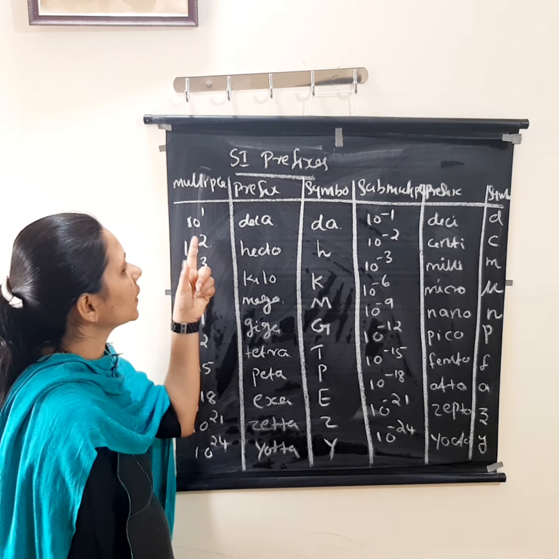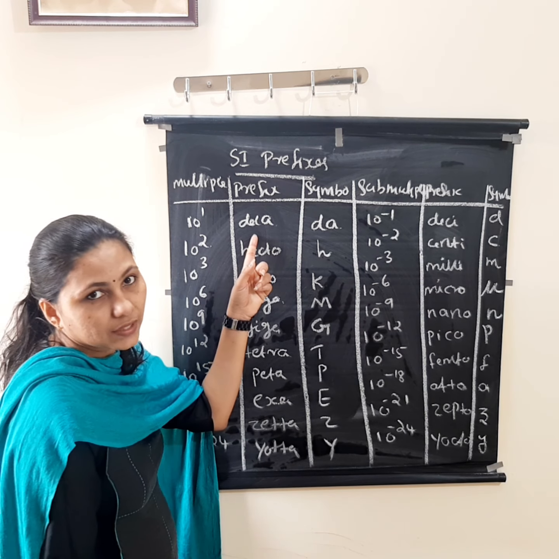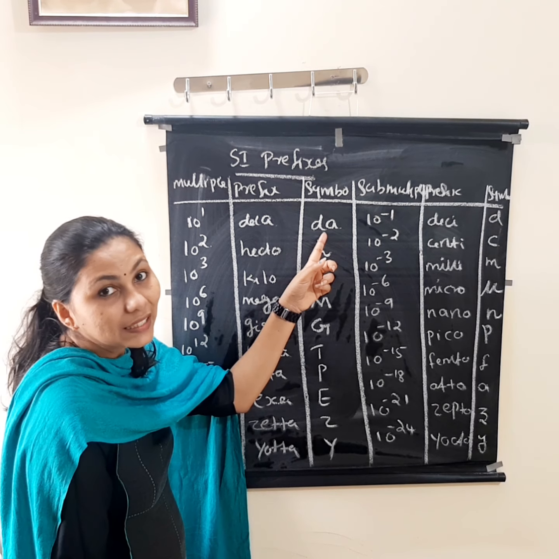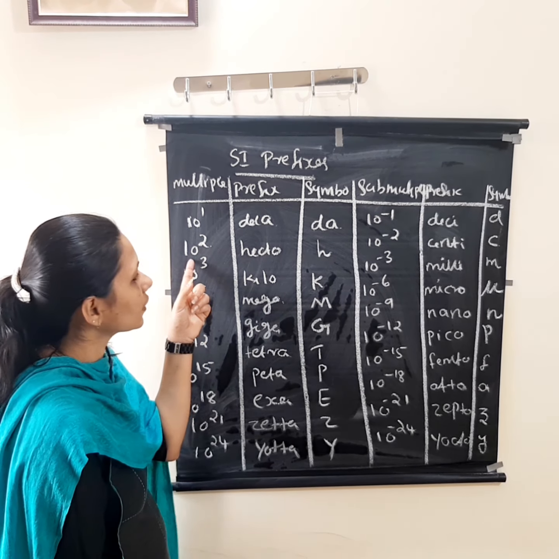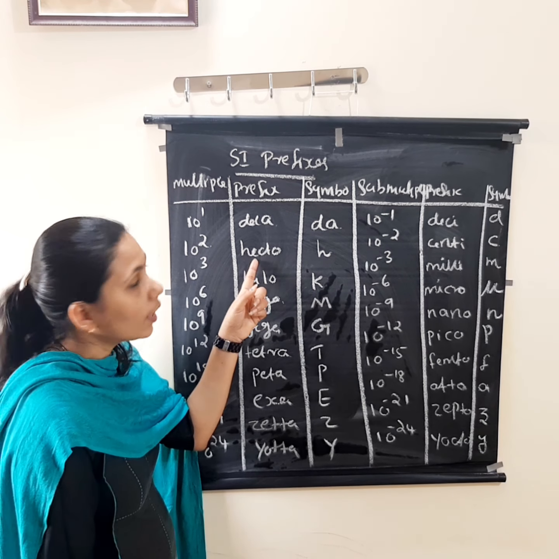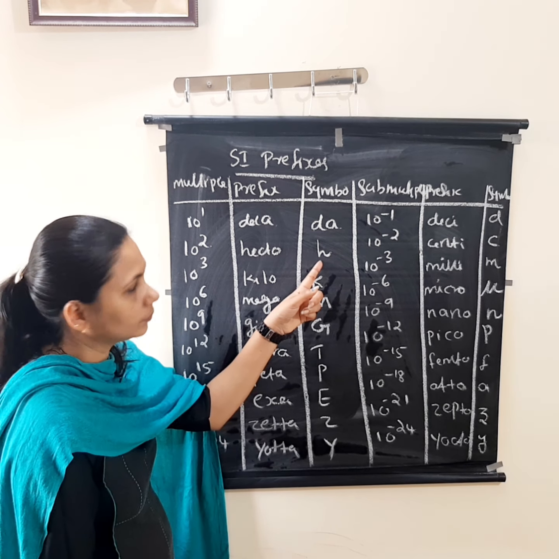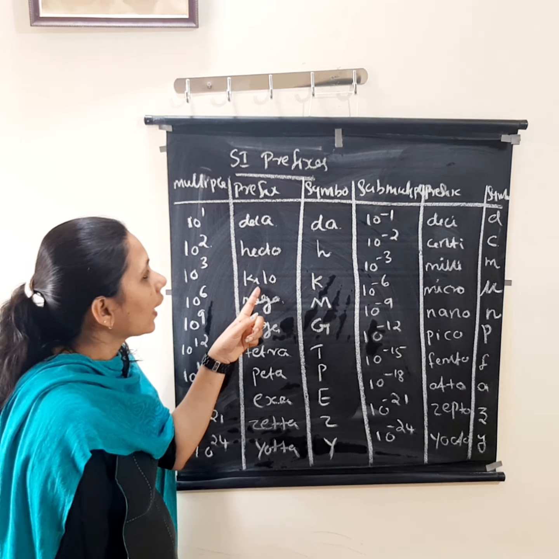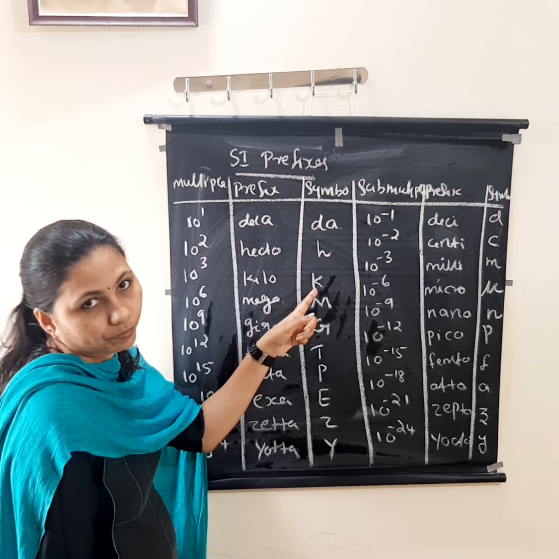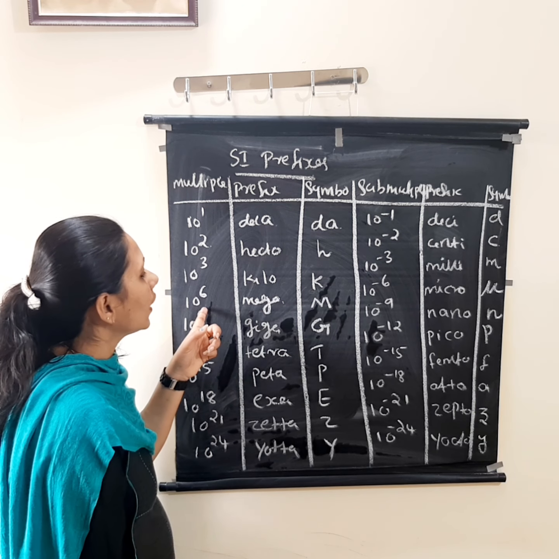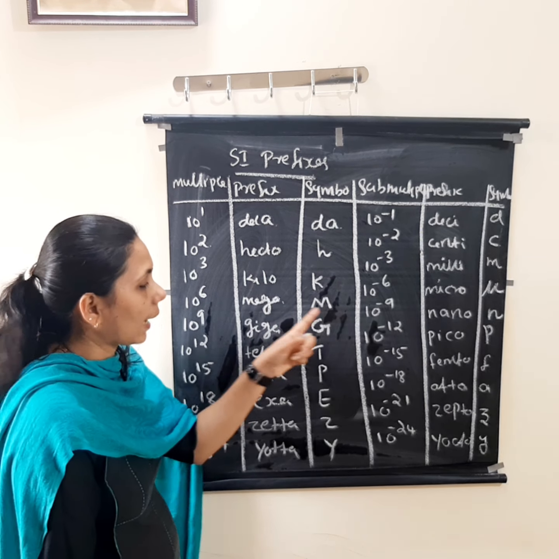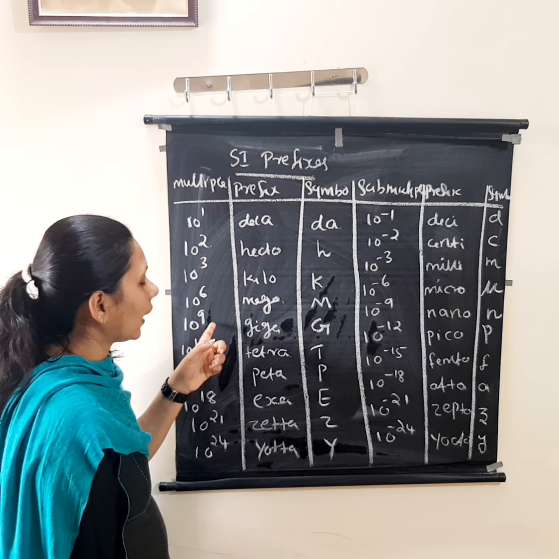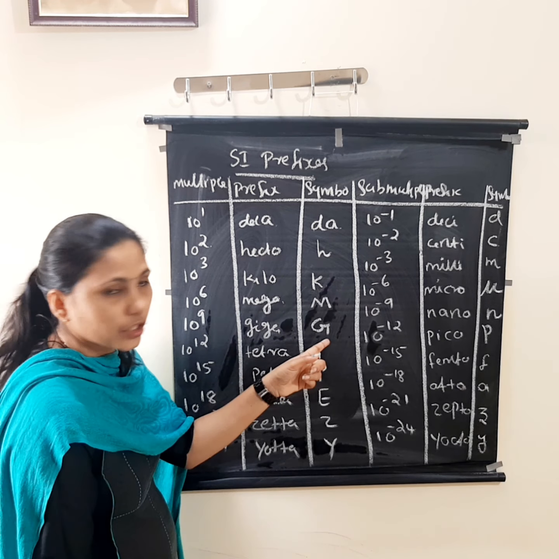Okay, so first is 10 raised to 1. What is the prefix term you are using? Deca, and it is represented by the symbol DA. Next is 10 square. It is hecto, and we are using the symbol H. Okay. Then 10 raised to 3, it is kilo, and we are using K. Then 10 raised to 6, we are using mega, capital M. Okay, here also capital K. 10 raised to 9, it is giga, then G.